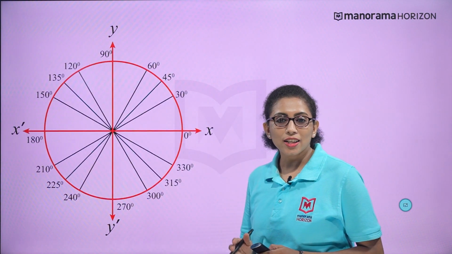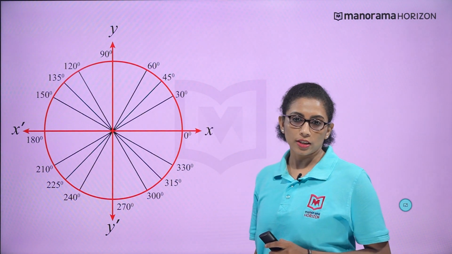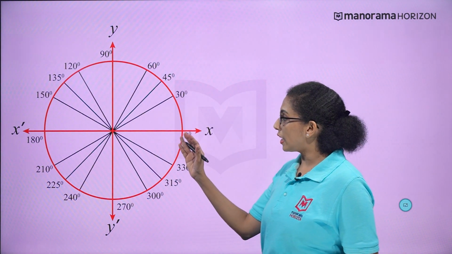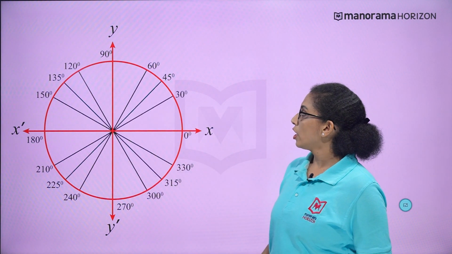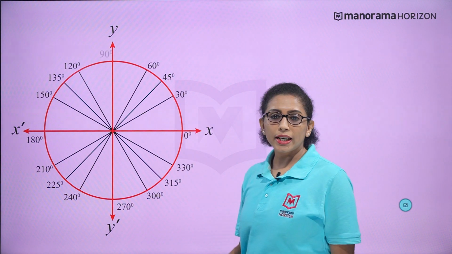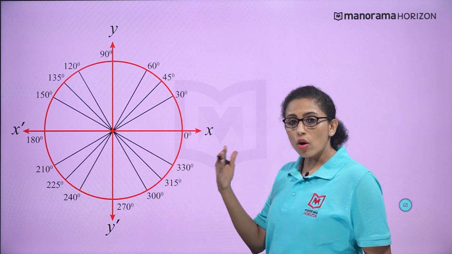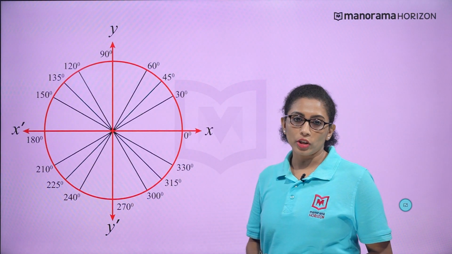To measure angles, it is convenient to mark degrees on the circumference of a circle. As you can see on the screen, various angles are marked: 30 degrees, 45 degrees, 60 degrees, 90 degrees and so on. As you can also see, 360 degrees makes one complete revolution.